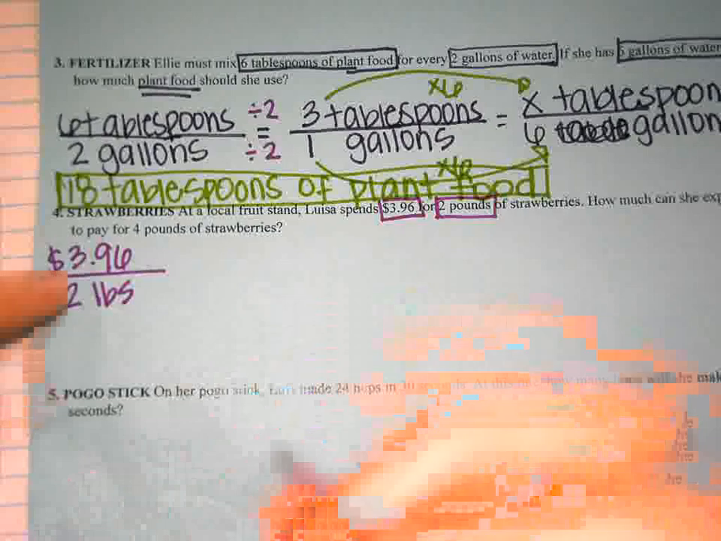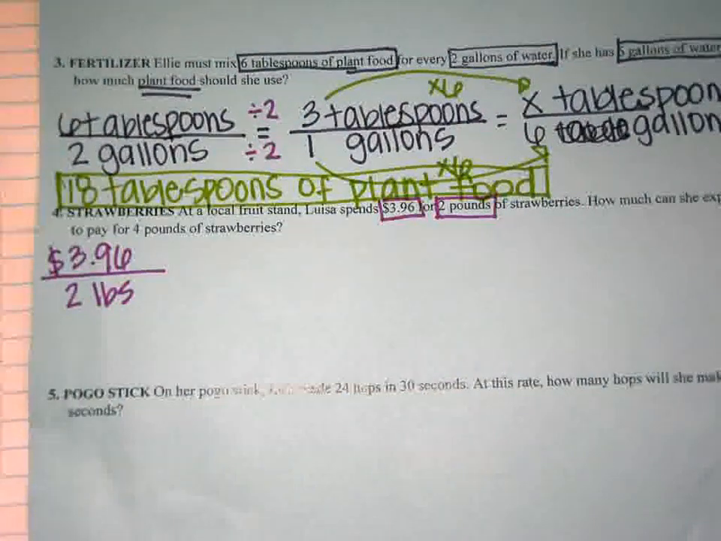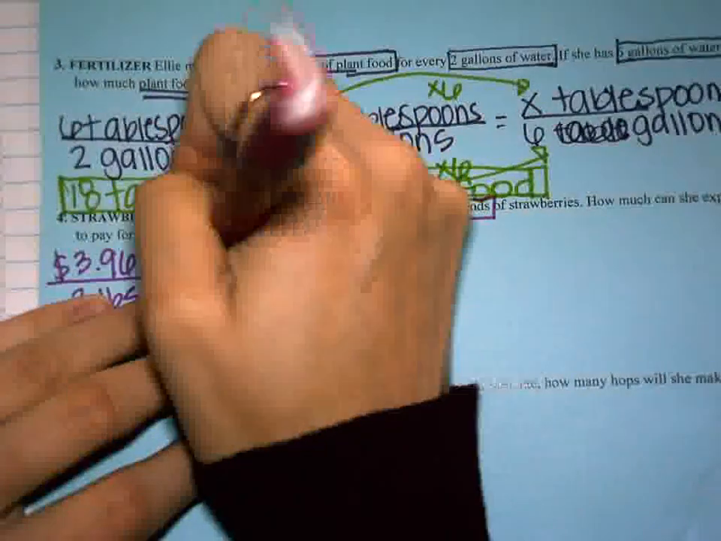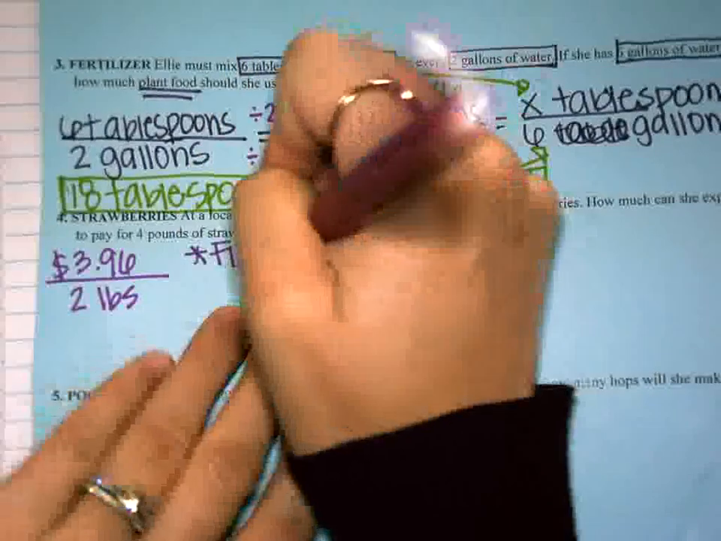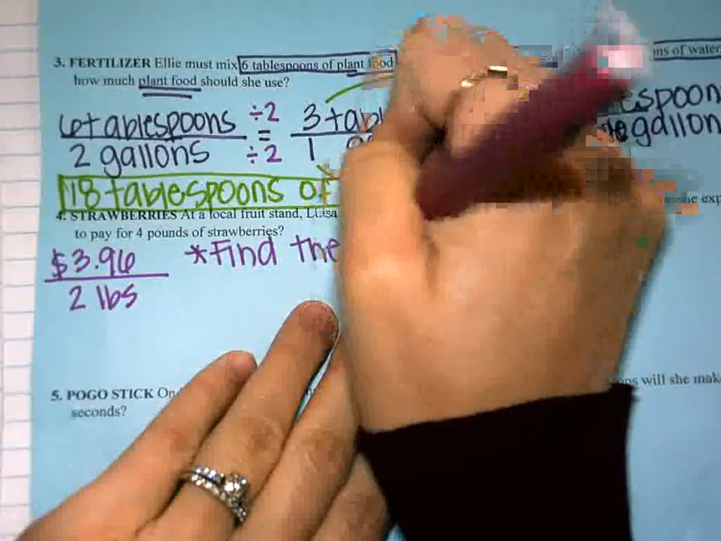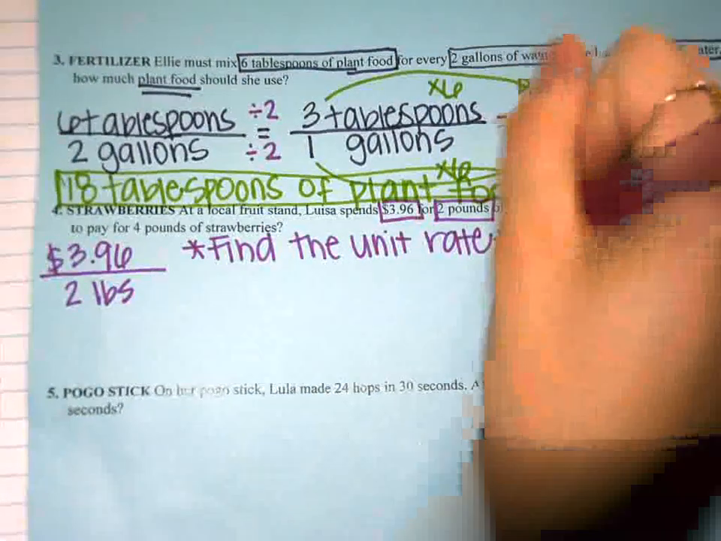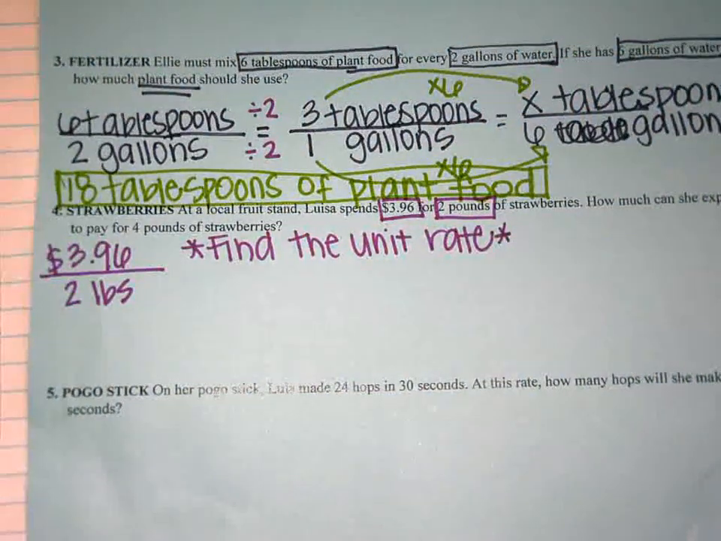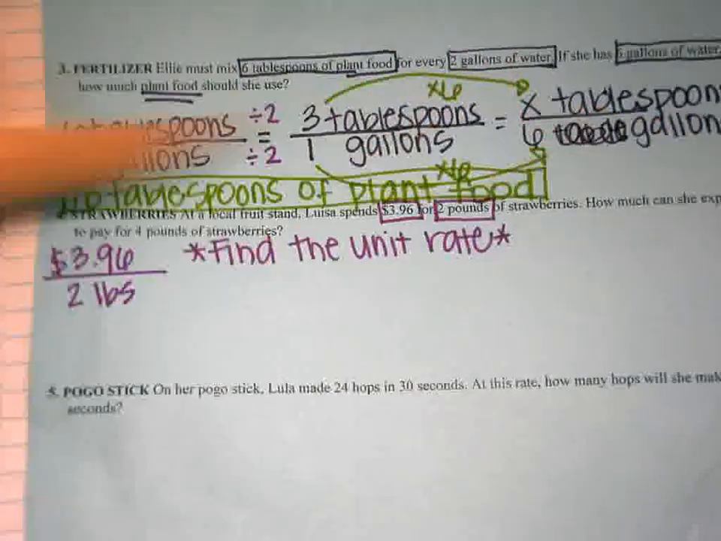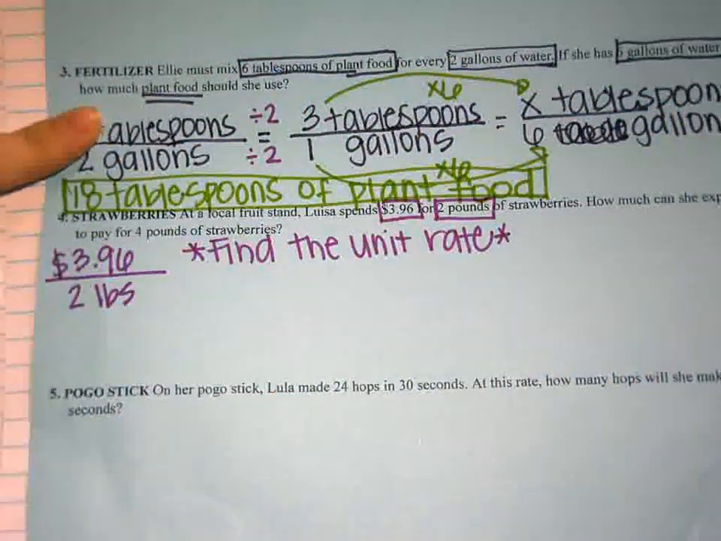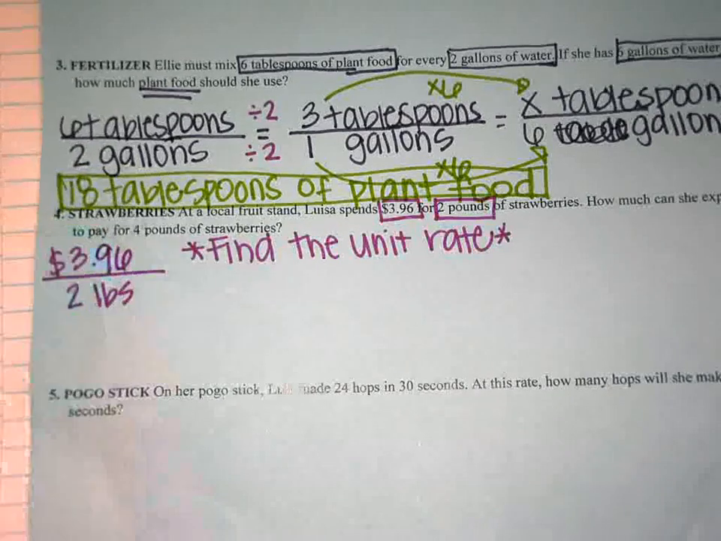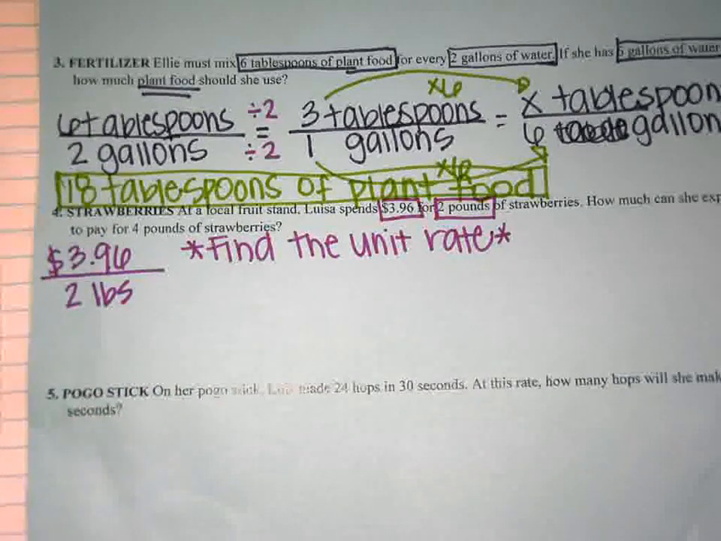Okay, so here's what we're going to do now. When I have questions that might not be the easiest to figure out, what I want you to do is find the unit rate. So we could use our equivalent ratios like we're doing up above on number 3, or on number 4, we're going to find the unit rate. How do I find unit rate, you guys?